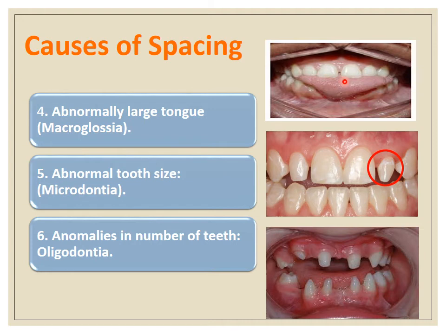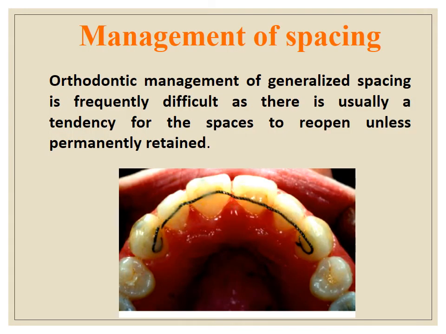The other cause is the presence of an abnormally large tongue that is going to push the teeth anteriorly, or abnormality in the teeth size, small teeth, microdontia, as we may see here. This is a peg-shaped lateral incisor, but the other side is also small, and the result is the presence of spacing. Or if we have anomalies in the number of teeth, hypodontia or oligodontia, we will have spacing between the remaining teeth. Orthodontic management of spacing depends on the amount of space and also on the position of the space, whether it is located anteriorly, posteriorly, whether it is localized or generalized.